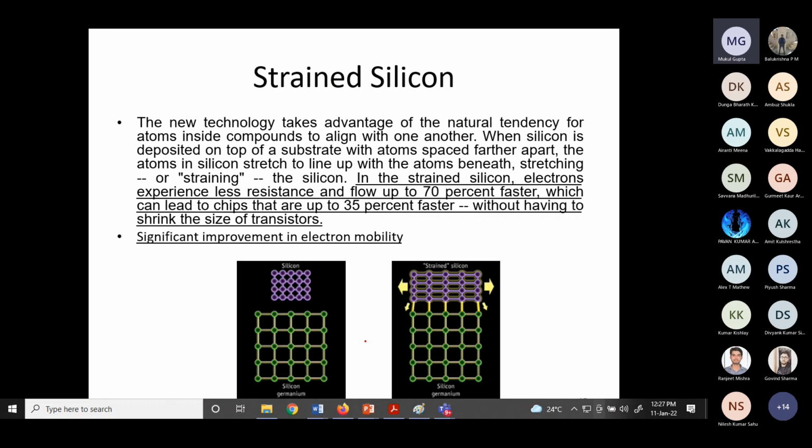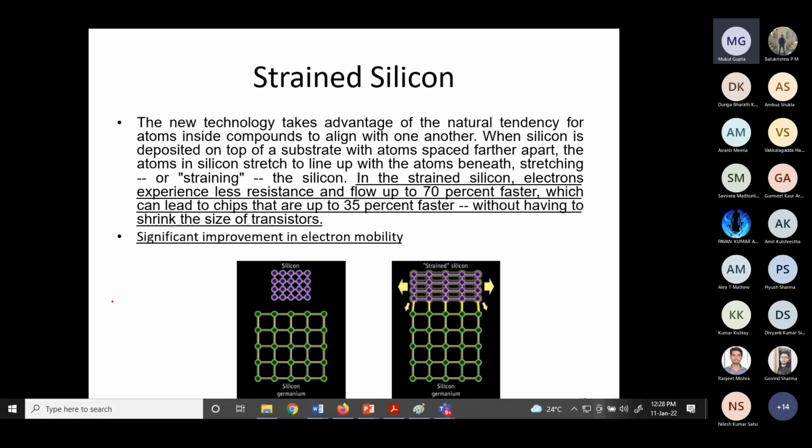Okay, so one thing is gate oxide. Regarding gate oxide, we discussed high K dielectric, and we have also discussed the gate first and gate last approach. There are other things also, as we reduce the dimension of the device.